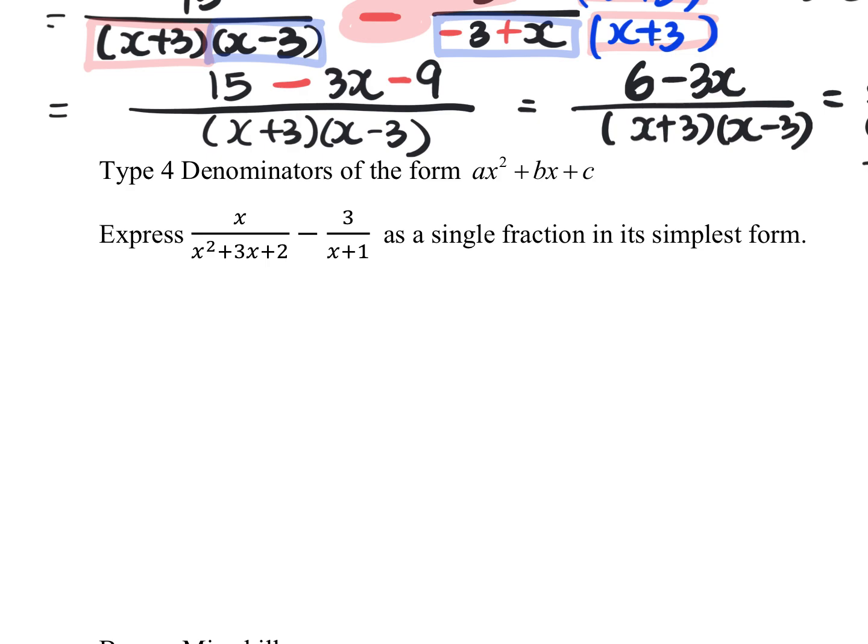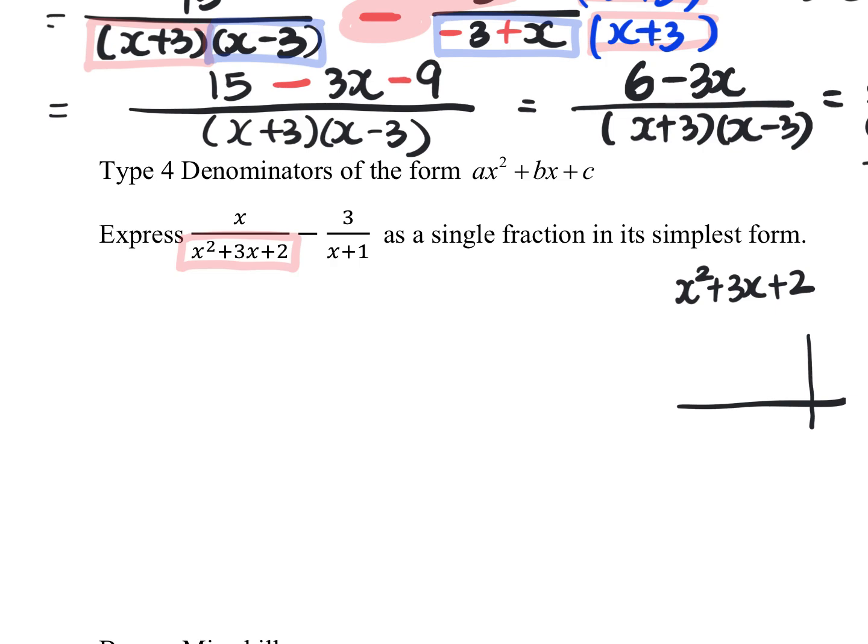In this case, observe which is the one that is a quadratic factor. This is the quadratic factor, so we need to factorize this. So I'm going to sidetrack and do my working at the side. x squared plus 3x plus 2. I'm doing my cross method. Of course you can use the other method.